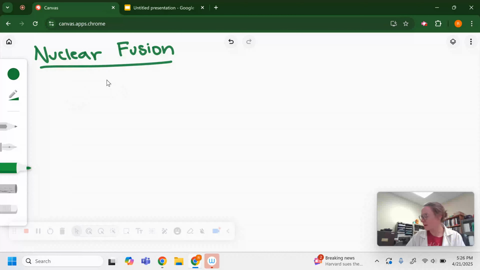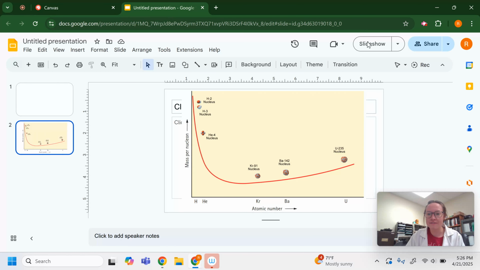Today we are talking about nuclear fusion. Now, nuclear fusion is really the second part of a two-part lesson on nuclear fission and nuclear fusion. When we talk nuclear fusion, we're going to see a lot of similarities to what we talked about with nuclear fission. And where we're going to start is the same place we started with nuclear fission, with this graph. Go ahead and take a look.